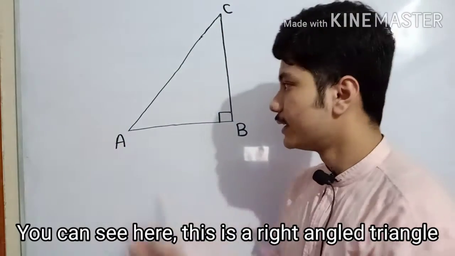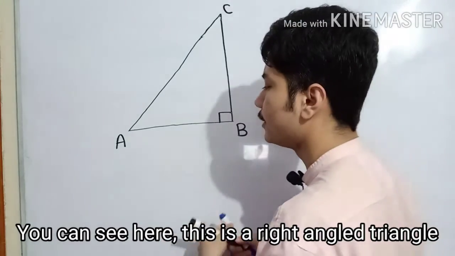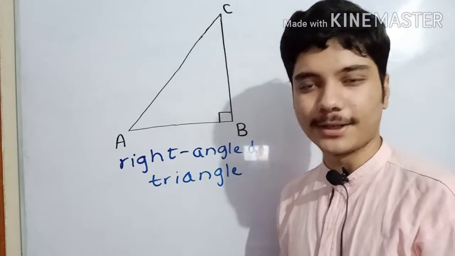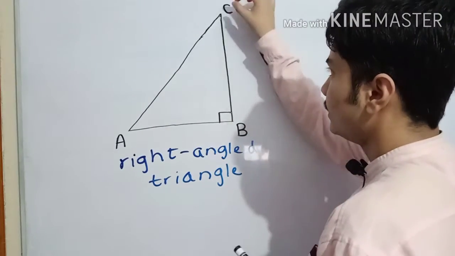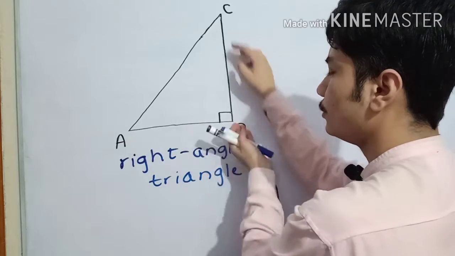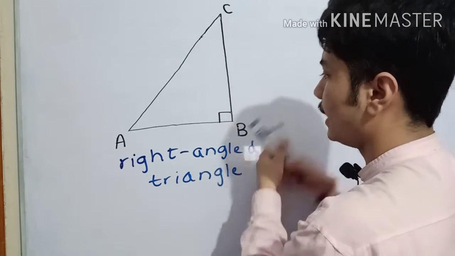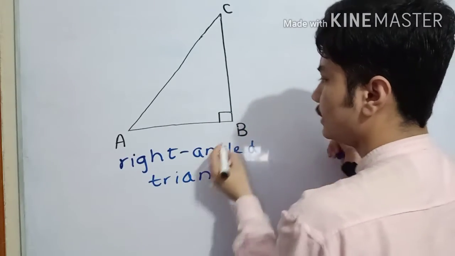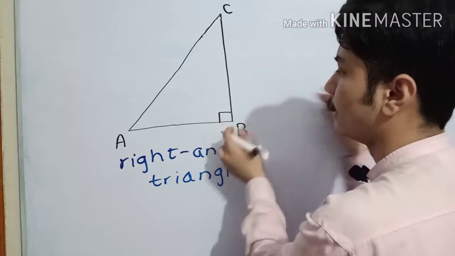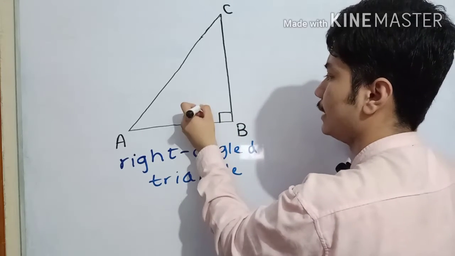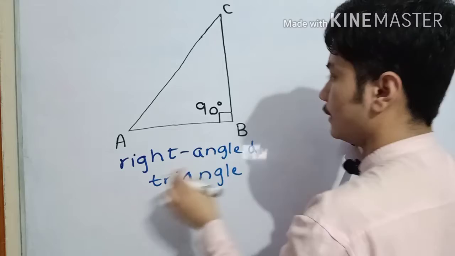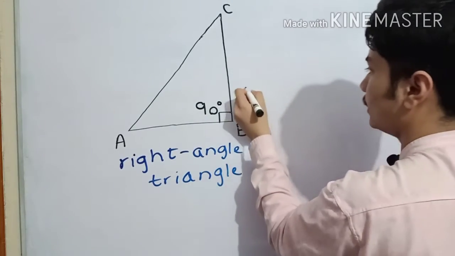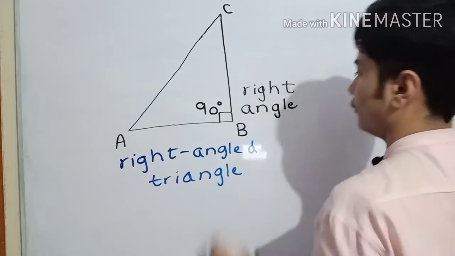You can see here, this is a right angled triangle. Well, what is a right angled triangle? Basically, you can see here, these are two lines of a triangle, and this is the angle being made between the two lines. When you put a D on it, you will notice that this angle is 90 degrees. When an angle between two lines is 90 degrees, such an angle is called a right angle.